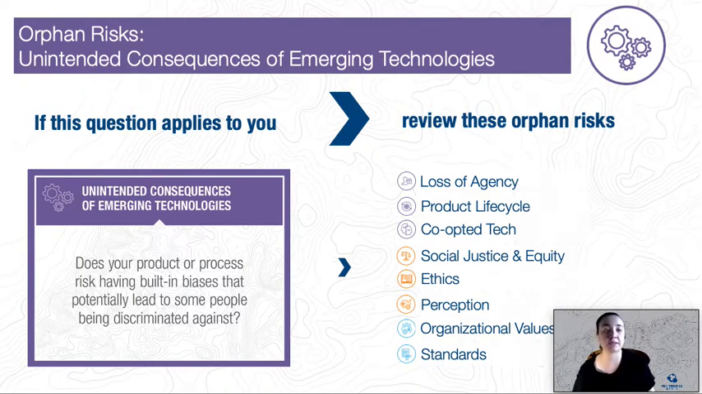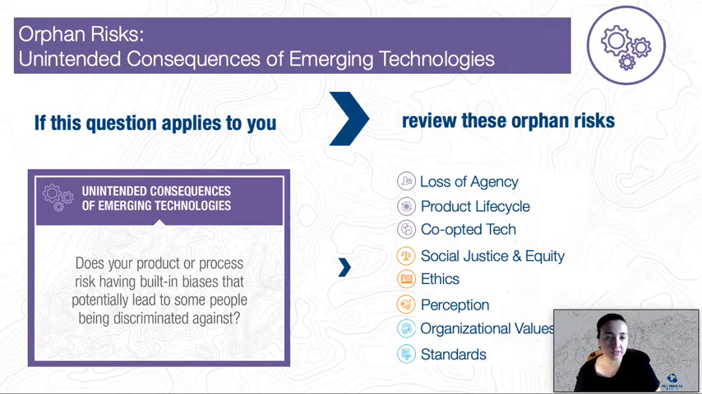Then we recommend you spend some time looking into the associated orphan risks there. And in this case, loss of agency, product lifecycle, and co-opted tech. Also, take a closer look at social justice and equity and ethics perception, organizational value and culture, and standards.